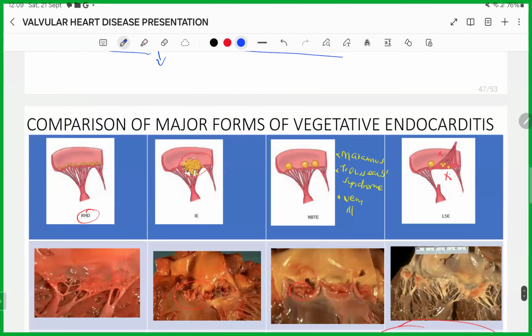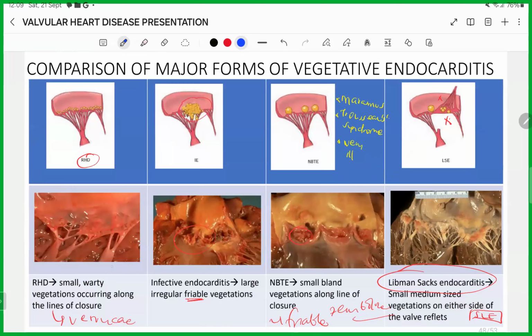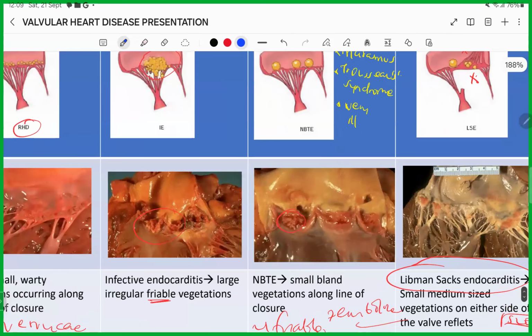So you already looked at rheumatic heart disease. In the acute, you have the verrucae, these very small vegetations along the lines of closure of the valve. Infective endocarditis, we already showed how you have these large friable vegetations. And then now in NBTE, you have this non-bacterial thrombotic endocarditis, which occurs in marasmus, malnutrition, Trousseau's, some cancers. You have bland vegetations, so they don't have pus, they don't look like a bacterial infection going on. But then remember, they are also friable. Friable means it can break off and embolize and spread.